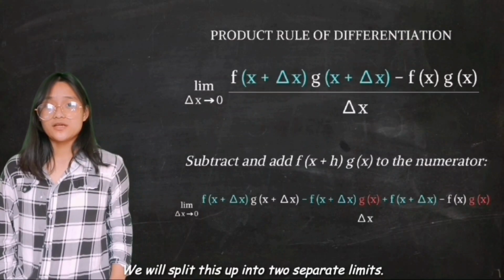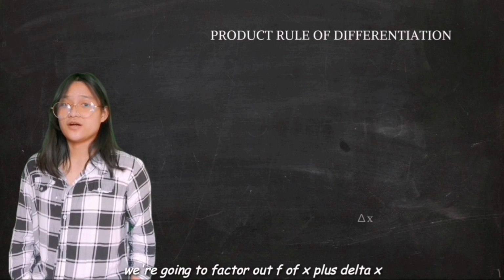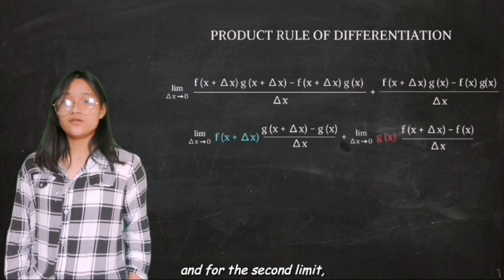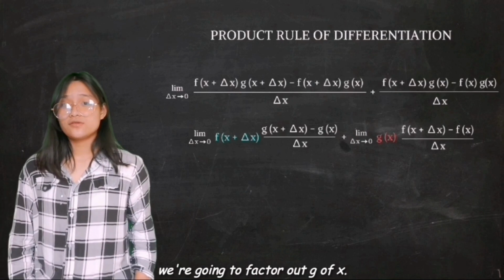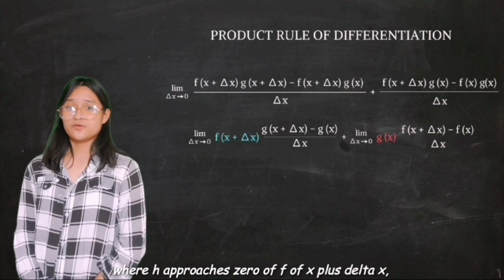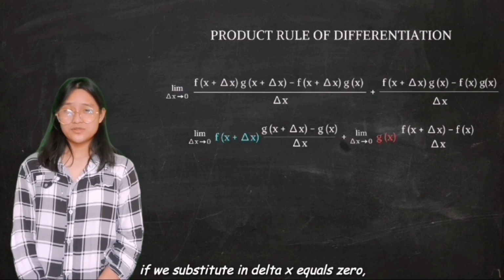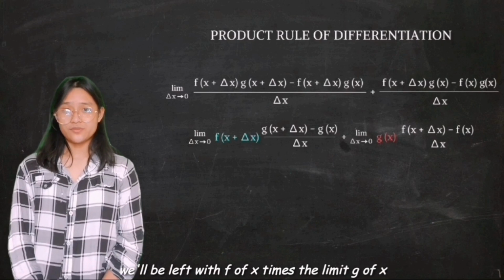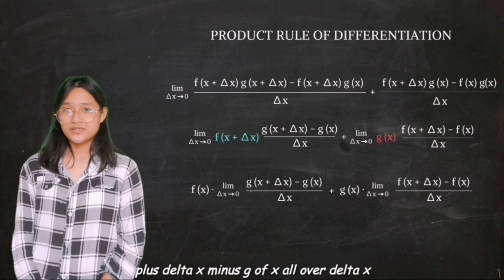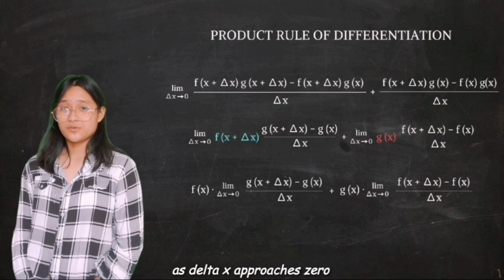We will split this up into two separate limits. In the first limit, we're going to factor out f of x plus delta x, and for the second limit, we're going to factor out g of x. Observe that in the first limit, where delta x approaches 0 of f of x plus delta x, if we substitute in delta x equals 0, we'll be left with f of x times the limit of g of x plus delta x minus g of x all over delta x as delta x approaches 0.